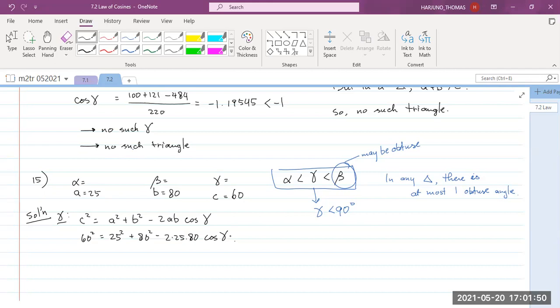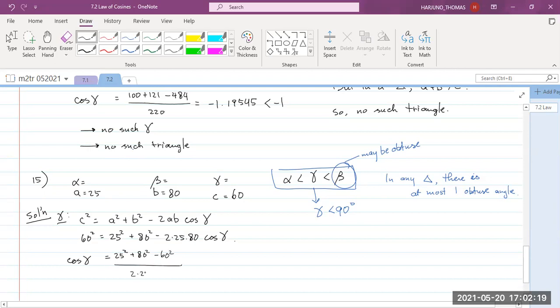Either you spend 2 minutes applying the law of cosines to actually find alpha, or use your little instinct. Okay, you know what? Because of this, because of that, it must be this one. Now I have to really compute this though. So cosine gamma equals 25 squared plus 80 squared minus 60 squared over 2 times 25 times 80. Do you know what I did?